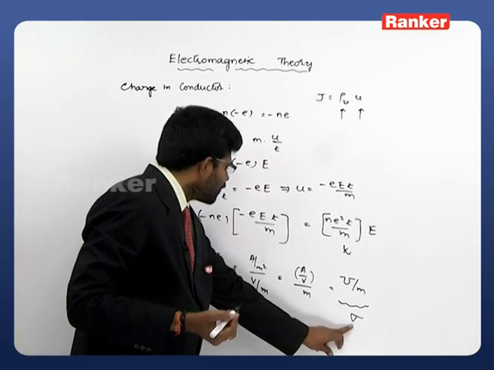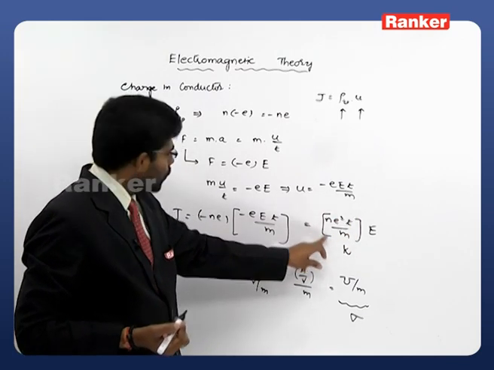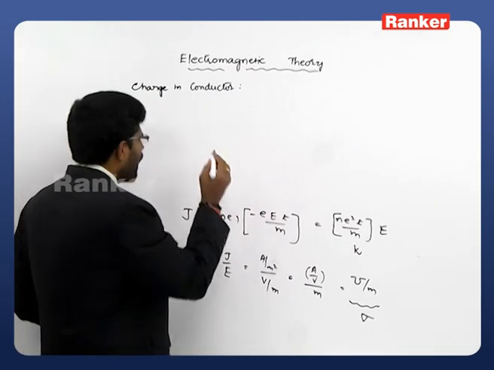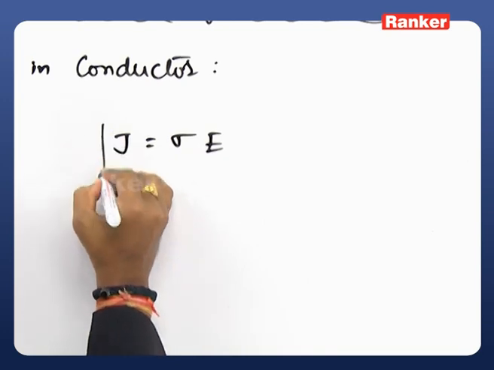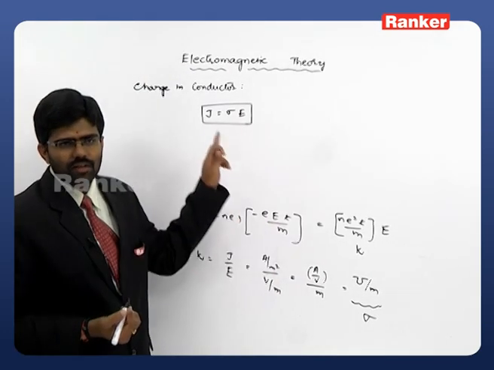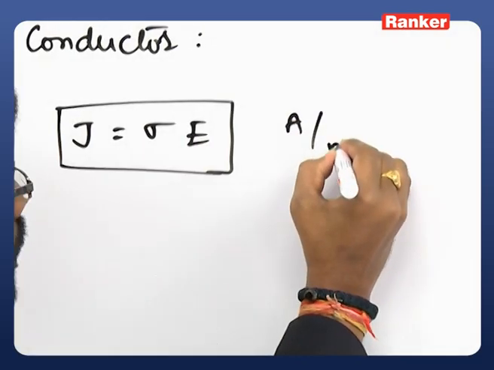So the conductivity of the material is equal to Ne²τ/m. Now we can write this J equation as J equals just σE. So this is the equation for conduction current density, and the units are the same. This is also ampere per meter square.